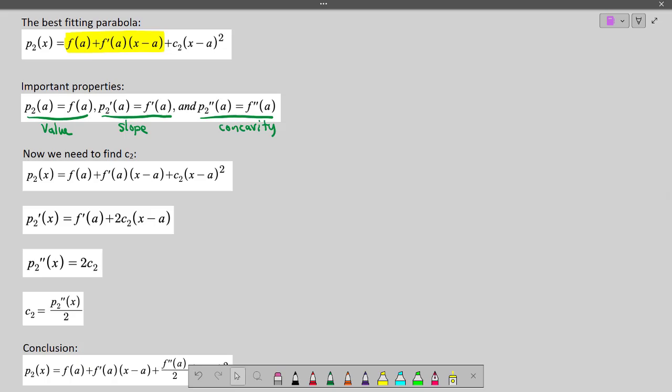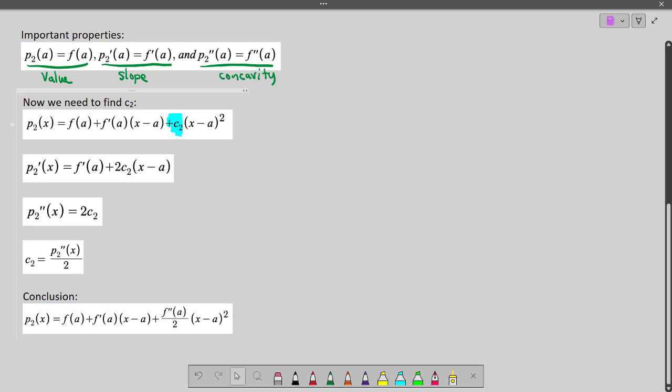We're trying to figure out, if we want the best quadratic approximation, our goal right now is to say, what does this constant have to be? To create the best quadratic approximation that satisfies these three conditions, what does C2 have to be? So now let's go back to Calc 1 and take a derivative. We said the values have to match, the slopes have to match, and the concavity has to match.